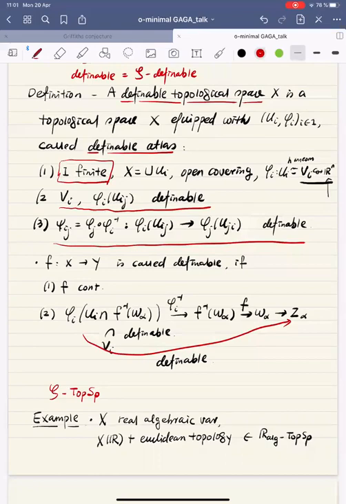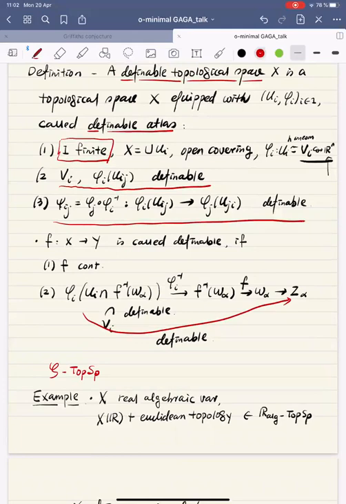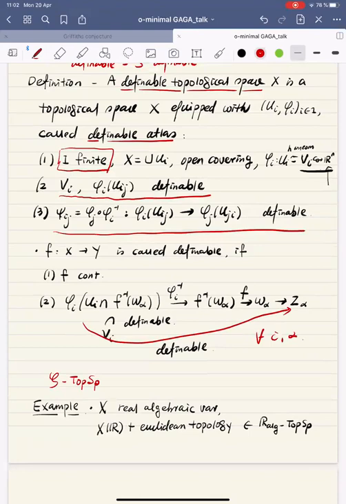And a map between two definable topological spaces is called definable if this map is continuous. This is analogous to a morphism between manifolds. Here, for any U alpha, you can figure it out. So we get a category of definable topological spaces, and we denote this category by Stop.